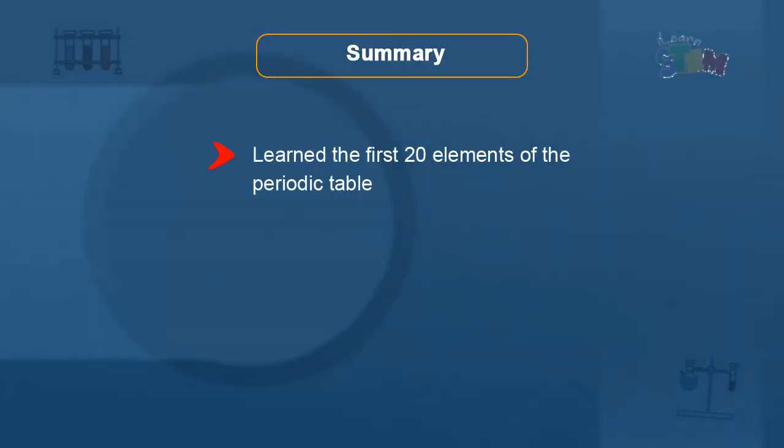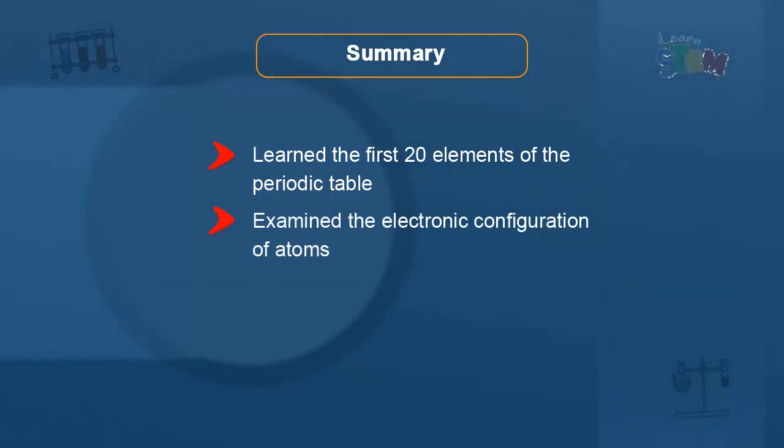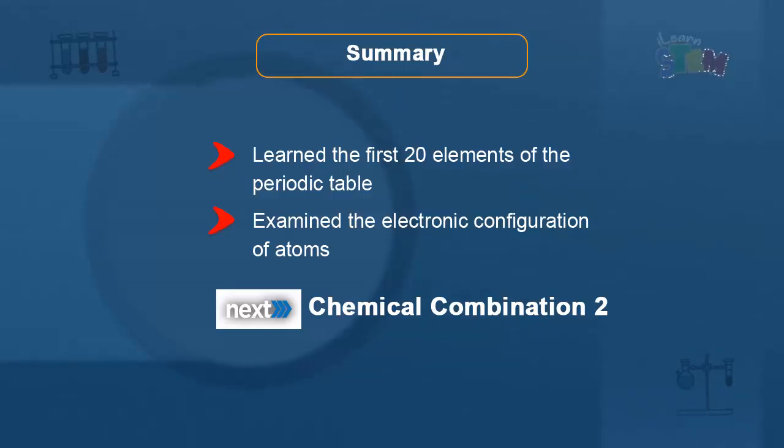In today's lesson, we learned the first 20 elements of the periodic table, which are the most commonly used elements, starting from hydrogen to calcium. We also examined the electronic configuration of atoms, which explains how electrons are distributed in different energy levels, also known as shells. In our next class, we will continue with chemical combination, part 2.